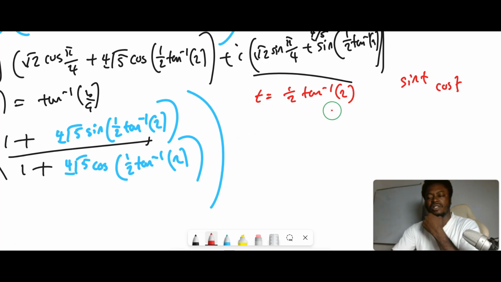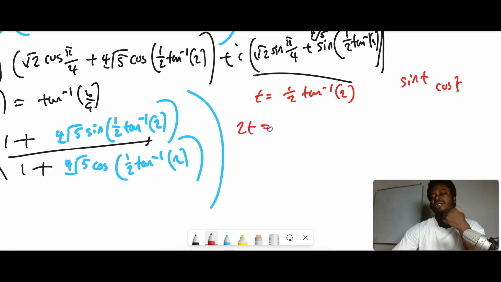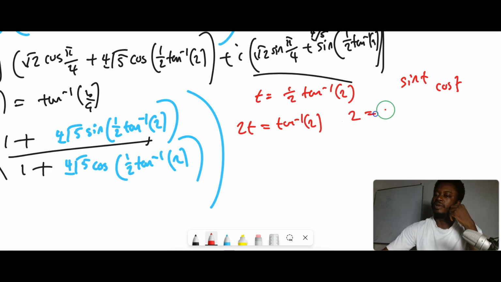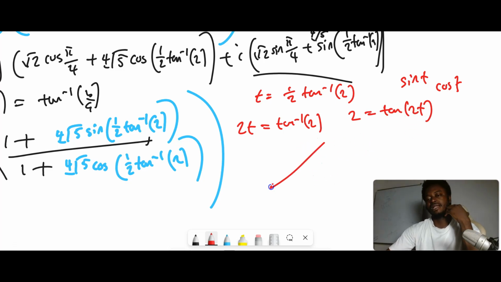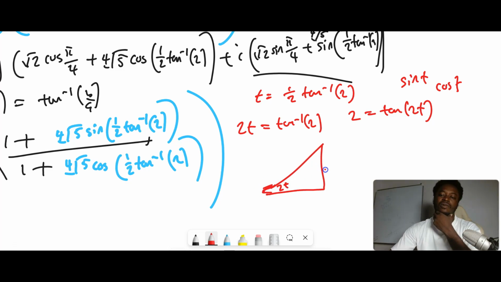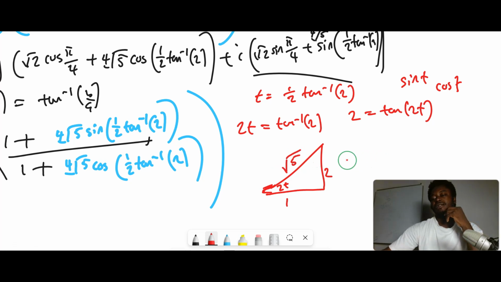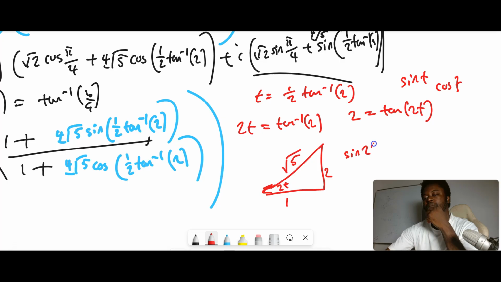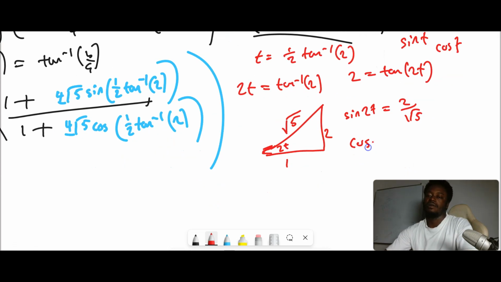If t is 1 over 2 tan inverse of 2, that means 2t is tan inverse of 2, which means 2 is tan of 2t. So tan of 2t is 2, which means there is a triangle where we call this angle 2t, this side 2, and this side 1. So the hypotenuse would be square root of 5. Basically sine of 2t would be 2 over square root of 5, and cosine of 2t would be 1 over square root of 5.